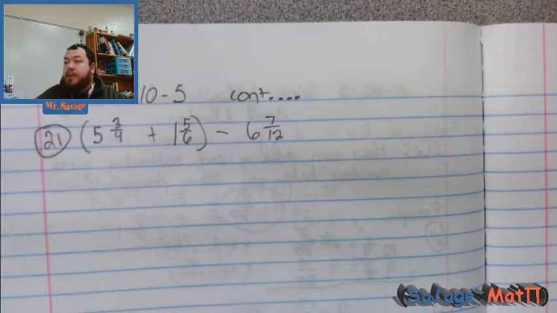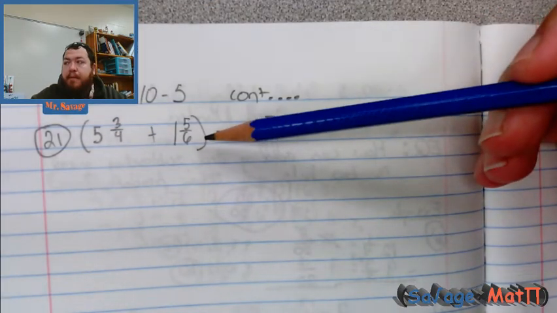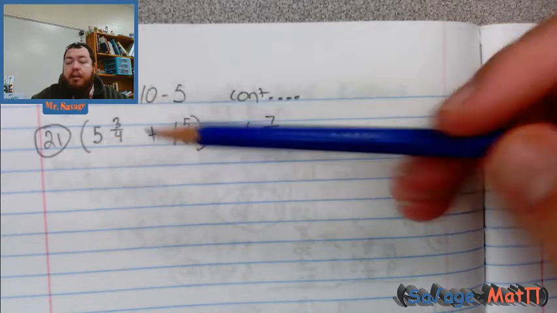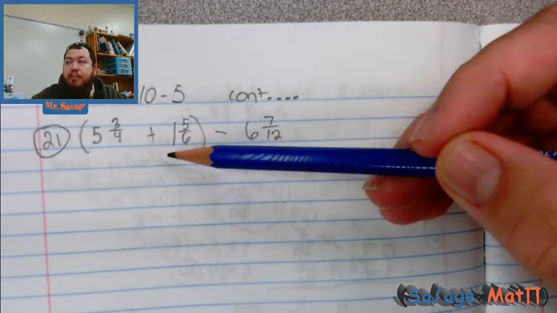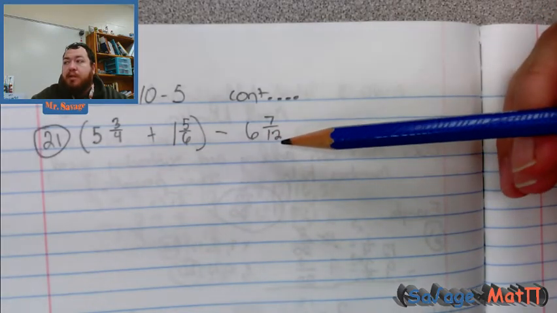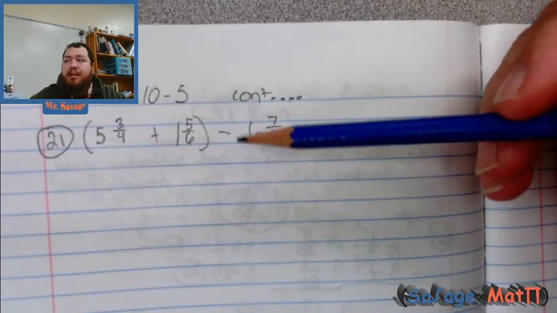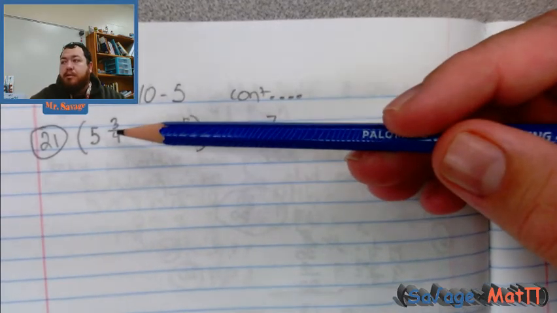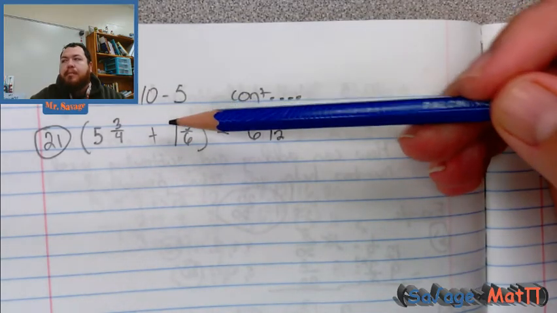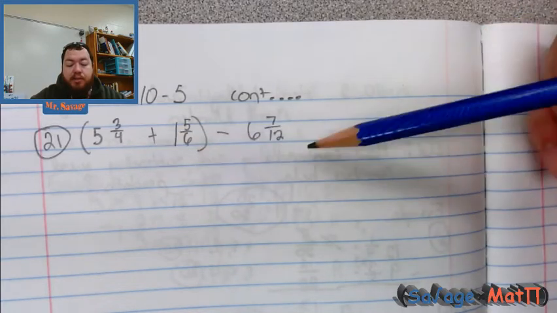The first thing we need to do is what's in the parentheses. And then we fill in our sum. So we're going to add these two together and fill in our sum right here, and then we subtract sum minus 6 and 7/12. A lot of times you guys were getting that flipped, or you automatically assumed that this went first. But we need to read the problem and figure out where our parentheses fall in our overall equation.